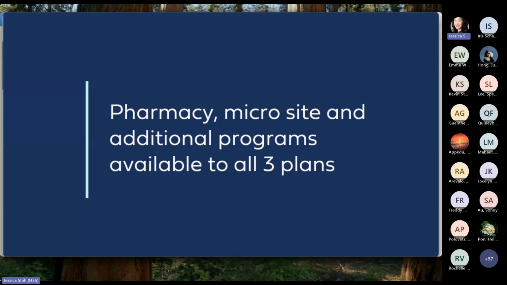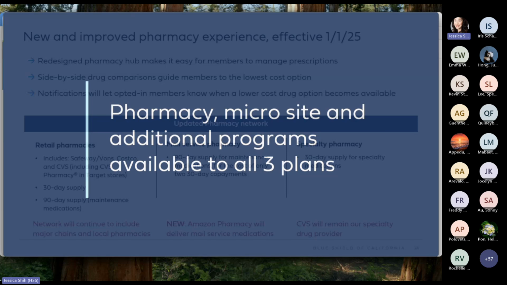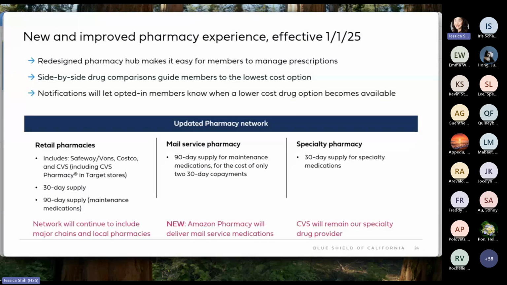Blue Shield of California will be offering a new and improved pharmacy experience effective 1/1/2025. This new experience will offer a redesigned pharmacy hub, which makes it easy for members to manage prescriptions. It will also offer a side-by-side drug comparison, which will guide members to the lowest cost drug option. And it will offer notifications for members who have opted in to know when a lower cost drug option becomes available. Retail pharmacies will still include the major chains, including Safeway, Vons, Costco, and CVS.